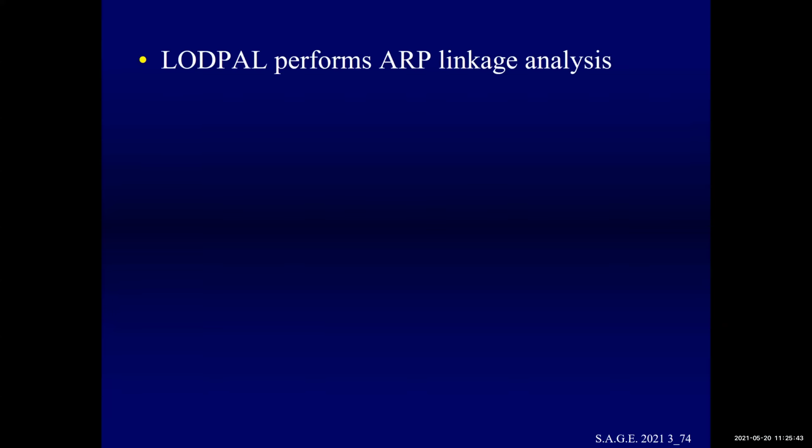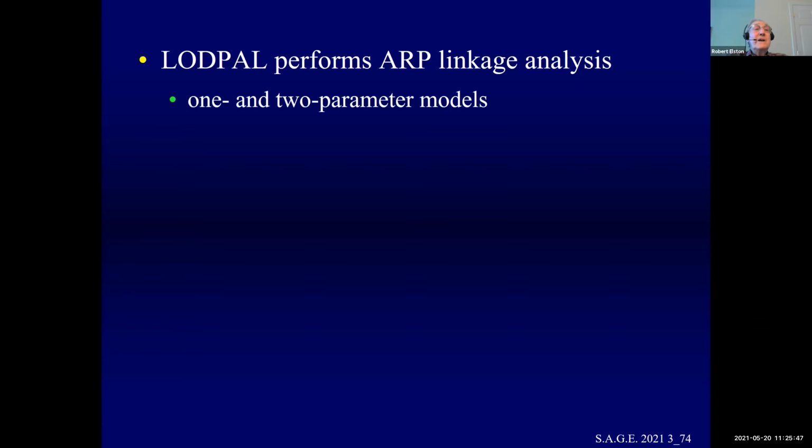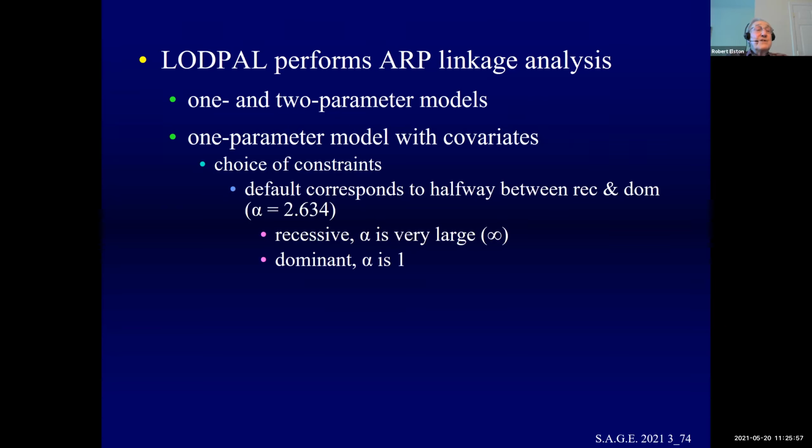So LotPal performs an affected relative pair linkage analysis. There are 1 and 2 parameter models. The 1 parameter model can have covariates and the choice of constraints. There is a default that corresponds to halfway between recessive and dominant. If you know, you could make it recessive and the alpha is very large, like infinite, you make it 100 or whatever. If it's dominant, alpha is equal to 1.